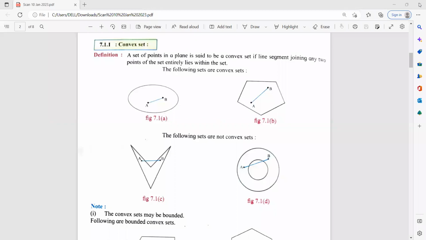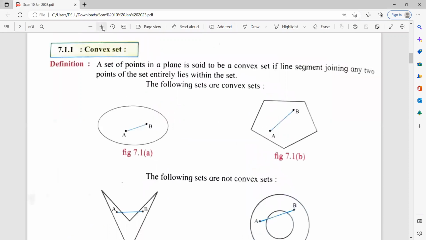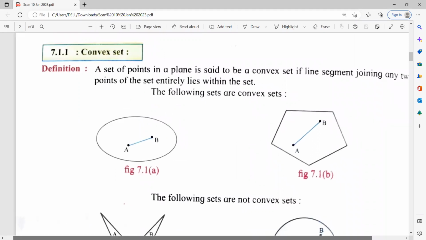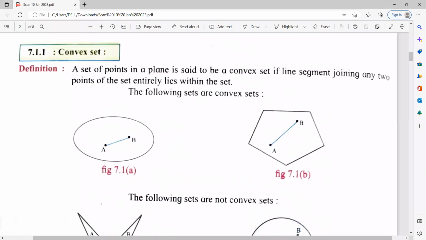Okay, so before solving a few more questions, students, let us start with some of the theory part that we have to know. Here, you notice the heading is convex set. It's a very important concept in LPP. Let us learn what a convex set is. Very important part it is.